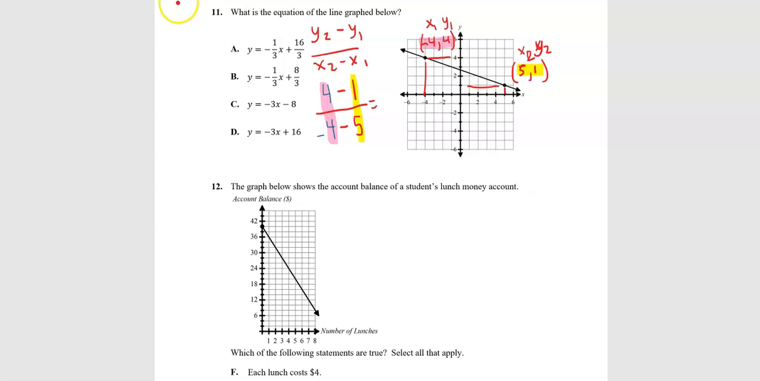So you're going to go ahead and subtract, and you're going to get 4 take away 1 is 3, and -4 take away 5 is -9. So my slope, or m, is -1/3.